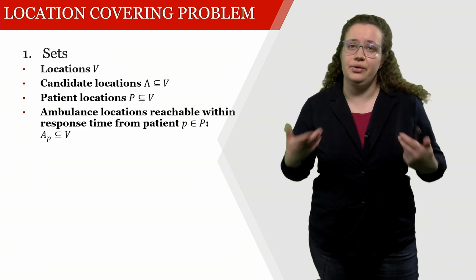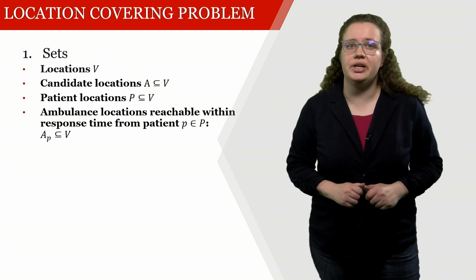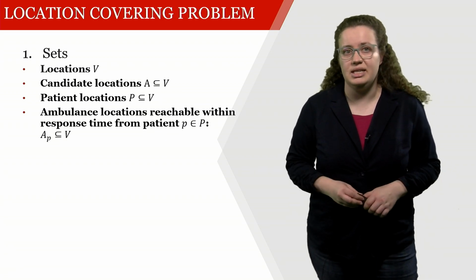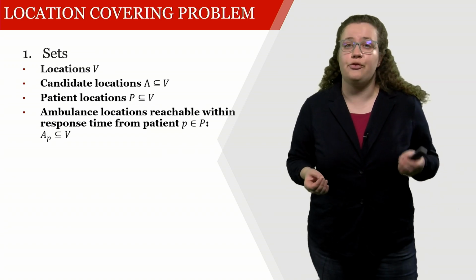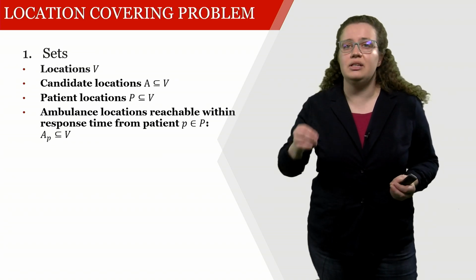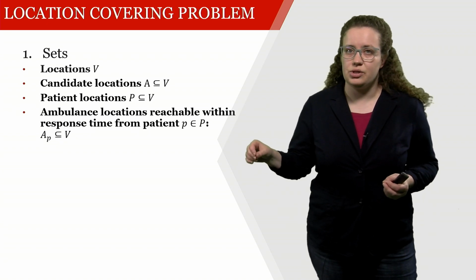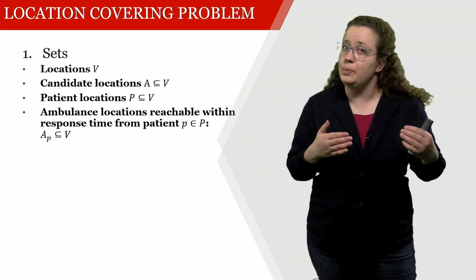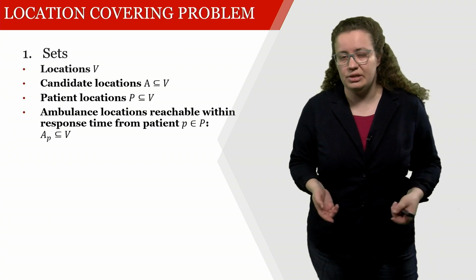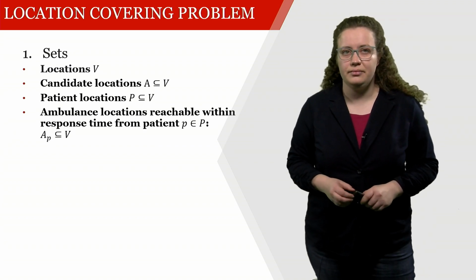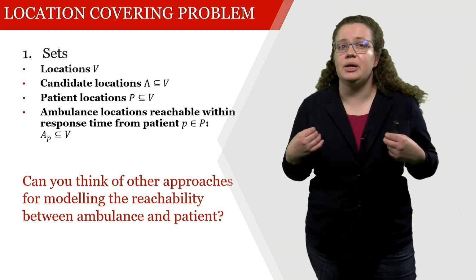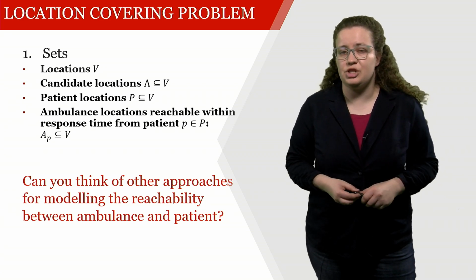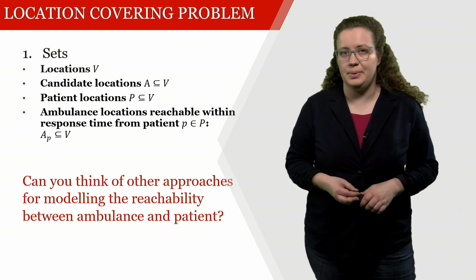And this is where we use the auxiliary ambulance reachability set, A_P. So A_P specifies that for patient P, these ambulances are candidate locations. The one in the south and the one in the west are too far away, so they're not within this set. What I would like you to think about is if you can think about other approaches for modeling reachability between ambulance and patient.